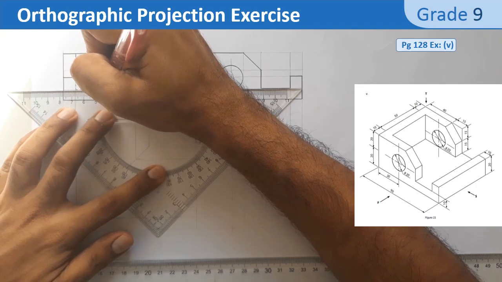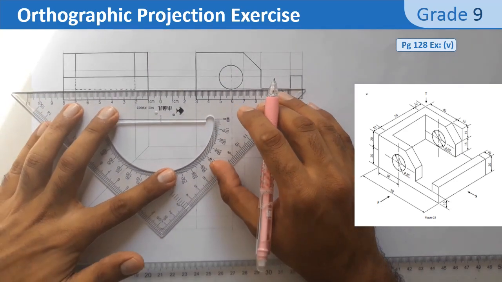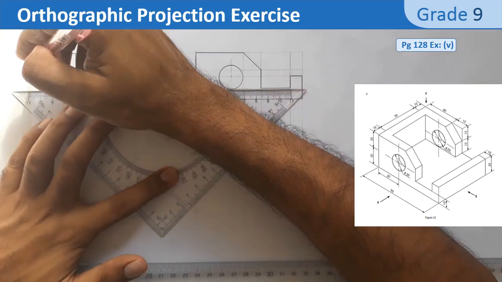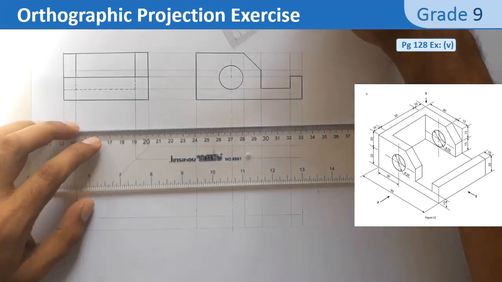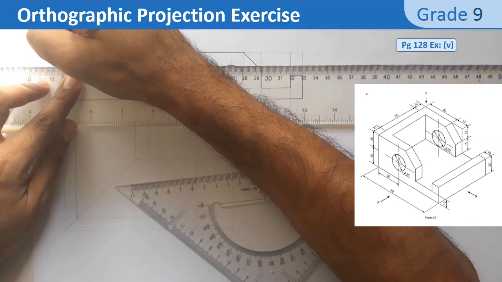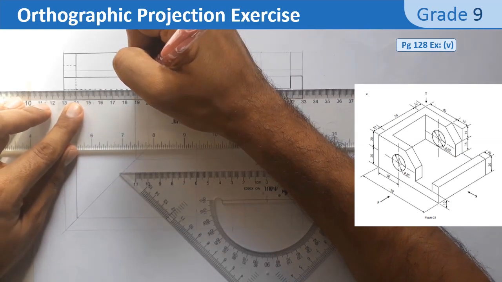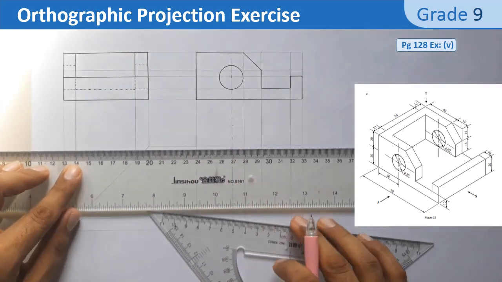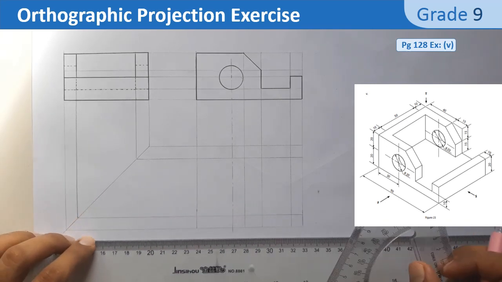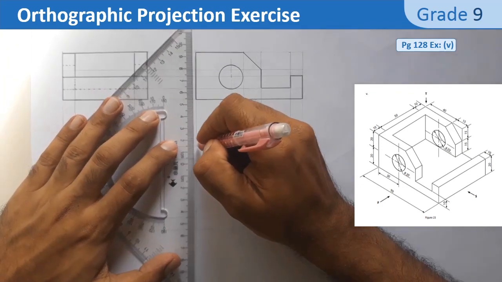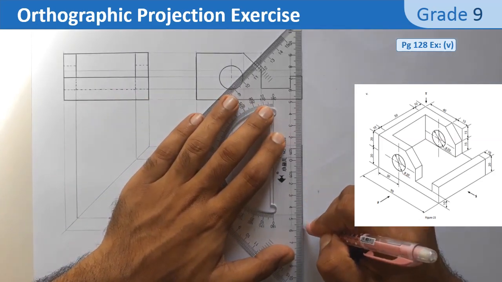I'm using dotted lines now to represent the hidden details. Don't forget the circular hole will be drawn using hidden details in the side view. I think it's done. Now we move to the front view.